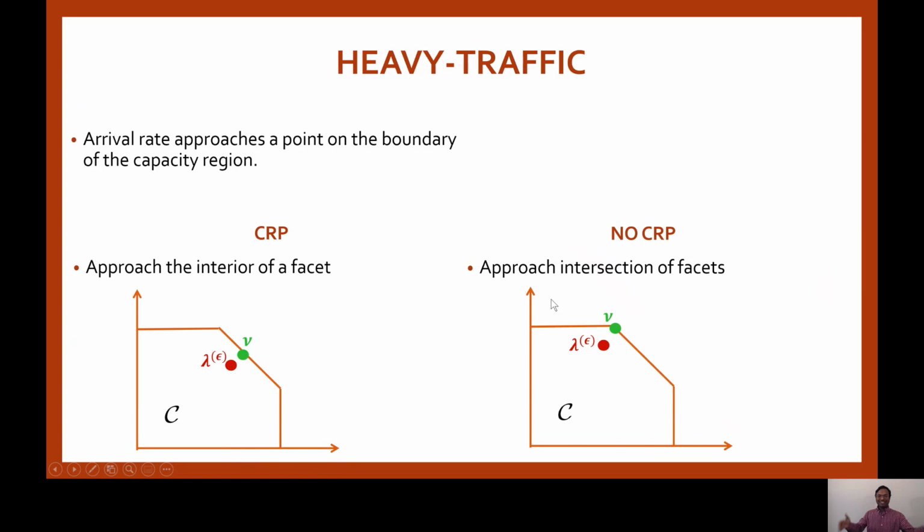But if we approach the intersection of several facets, which means we are approaching a lower dimensional face, or in the context of a cube, we are approaching either an edge or a corner point, then we say that the complete resource pooling is not satisfied. And then these 2 cases should be studied separately because there's a qualitative difference in the behavior of Q lengths in these 2 cases.